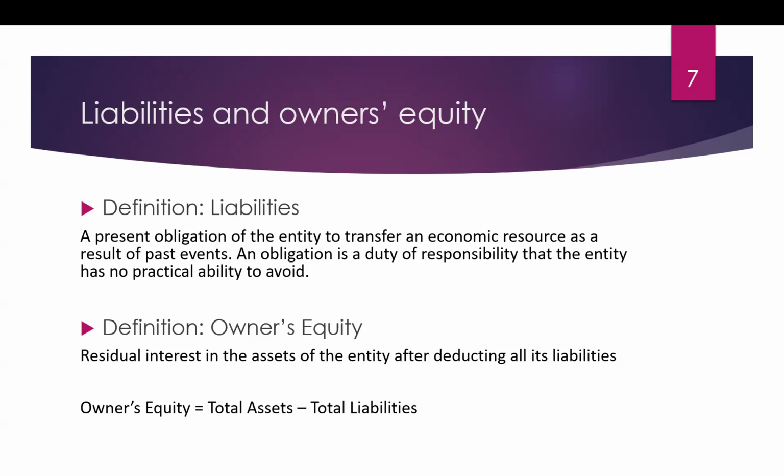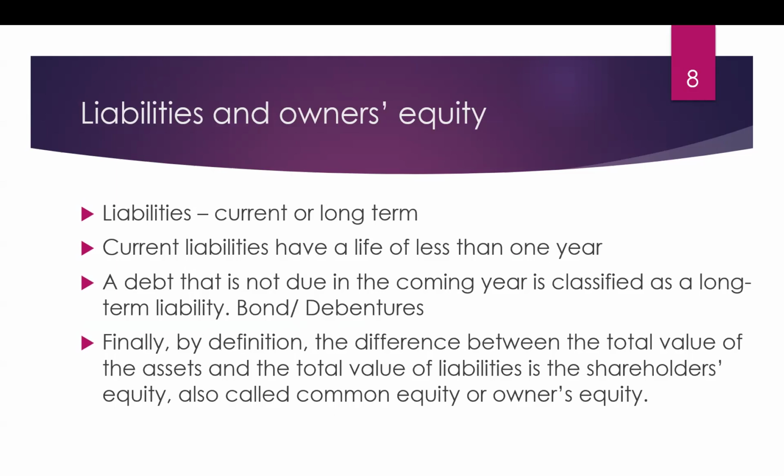And the liabilities and the owner's equity are there. So the definition for liabilities is a present obligation of an entity to transfer an economic resource as a result of a past event. The obligation is a duty or responsibility that the entity has no practical ability to avoid, right? So they don't have an ability to avoid. So the liabilities result from a past event, and now they are having a present obligation.